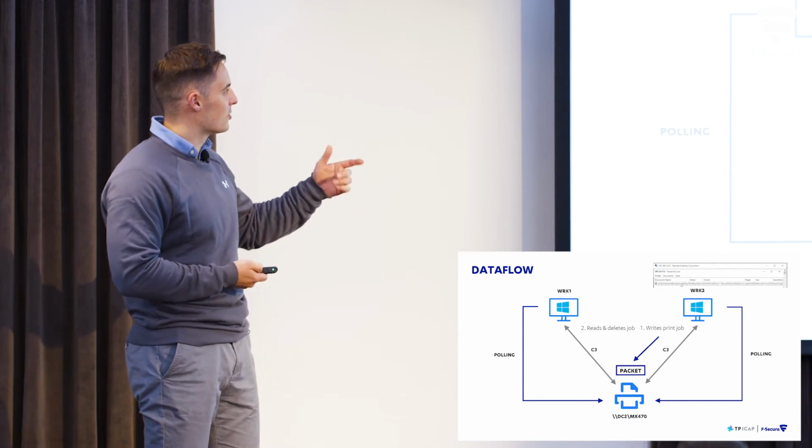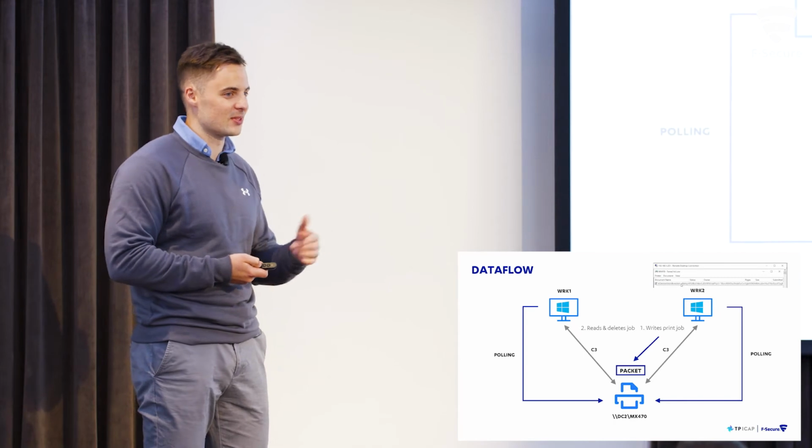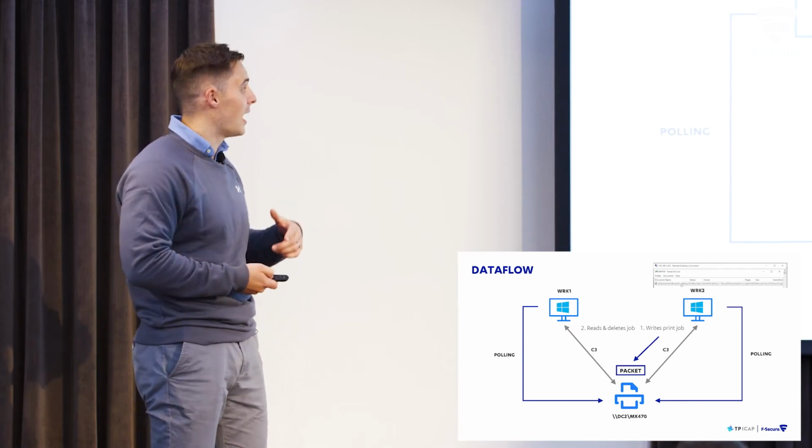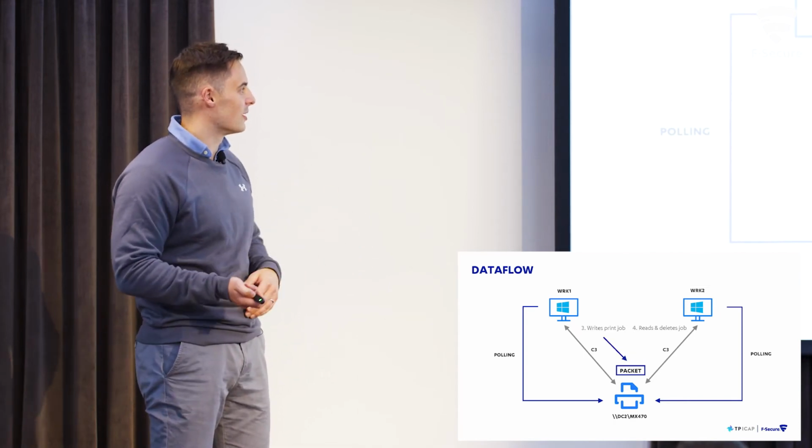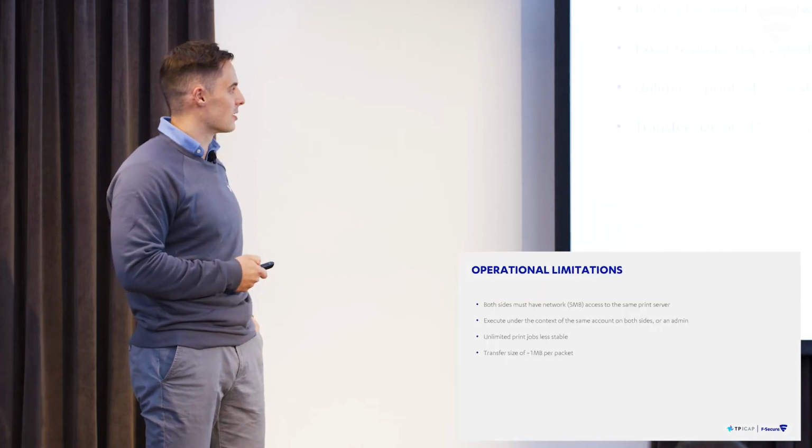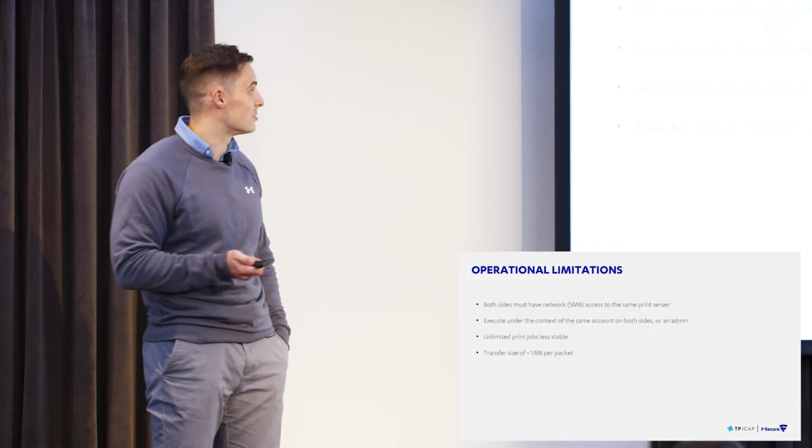So it's going to write the print job. Workstation 2 is going to read that job because it's continually looking at the print queue, delete it, obviously write this print job, and then the other side reads it. So that's the two-way data transfer.